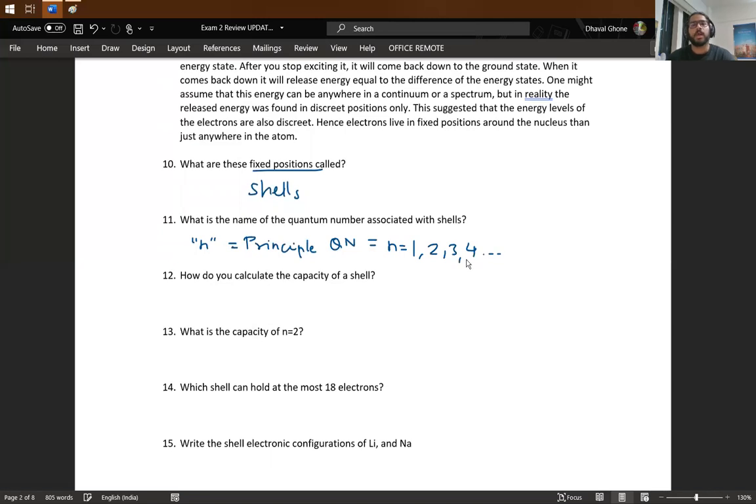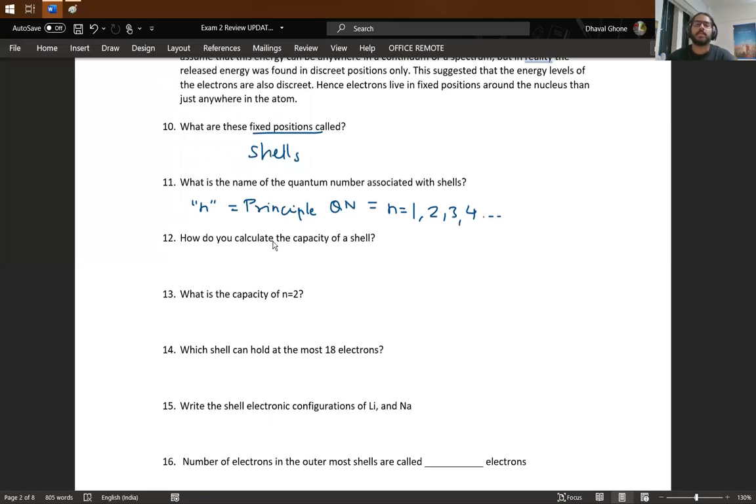Okay. Again, coming to the capacity, every shell has a capacity, the highest number of electrons it can hold. And so the question is, how do you calculate the capacity? And to calculate the capacity, there's a formula. The formula is 2 times n squared. Remember, this square applies only to n and not to the 2. So the formula is 2 times n squared.